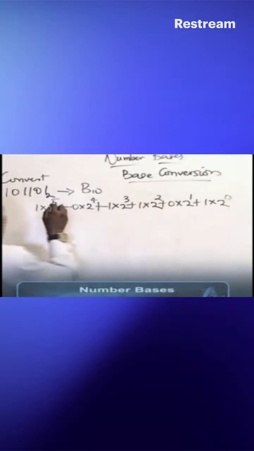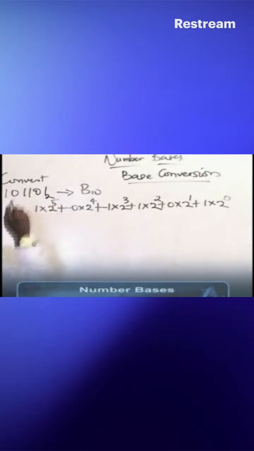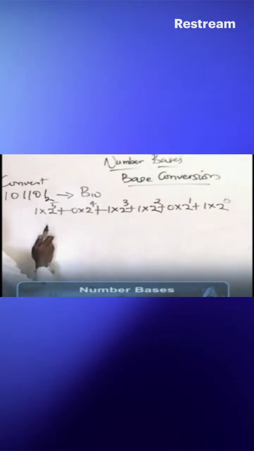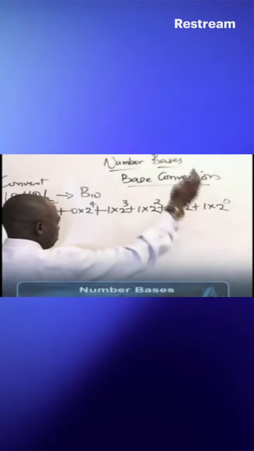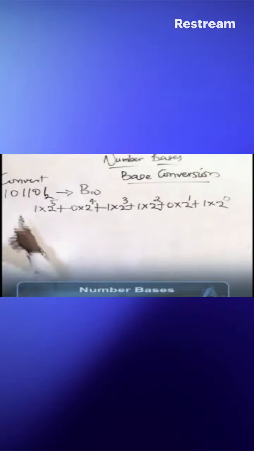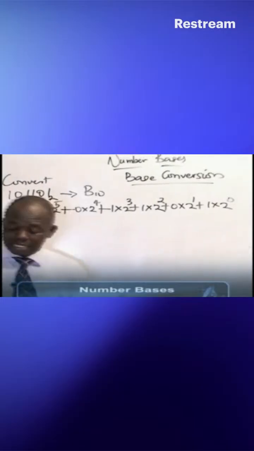Don't start ascribing it from here. It is always from right to left, never from left to right. From the last 2 you put 0 and then you increase it accordingly until you get to the last digit.